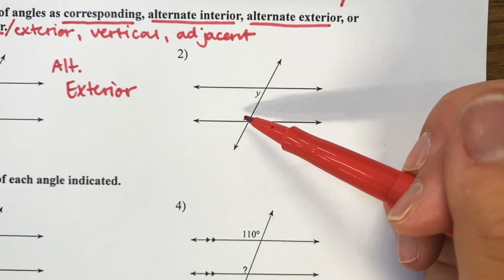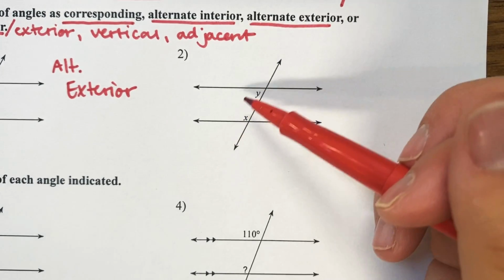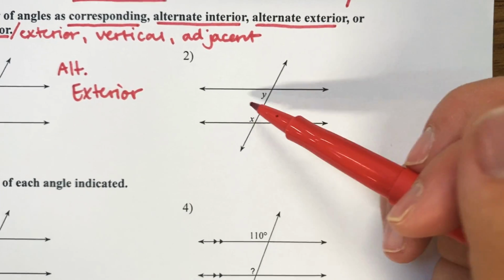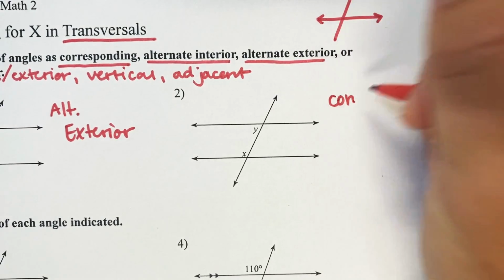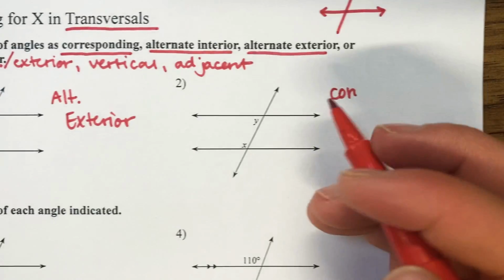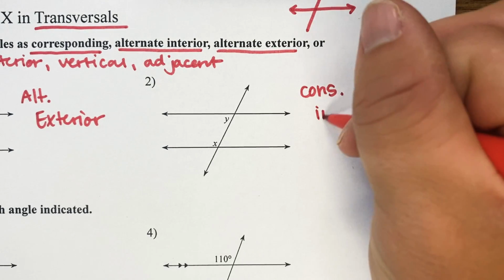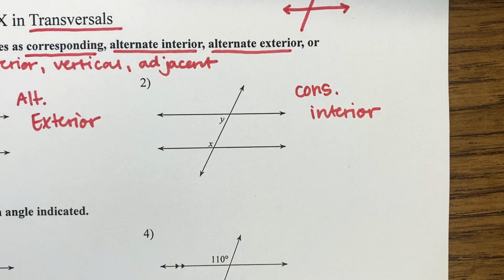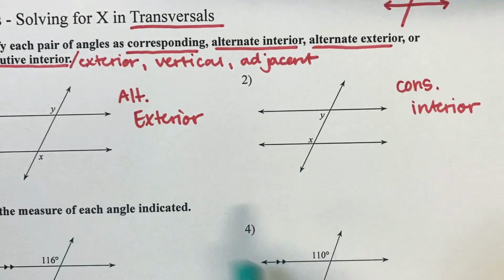Okay, number 2. First thing I see is that both x and y are on the left side of my transversal. So that means the same side. And because they're on the same side and they're both on the inside, that tells us consecutive interior. Because remember, corresponding can be on the same side, but that means one is outside and one is inside. So since they're both inside, that tells us consecutive, or the same side, and interior.